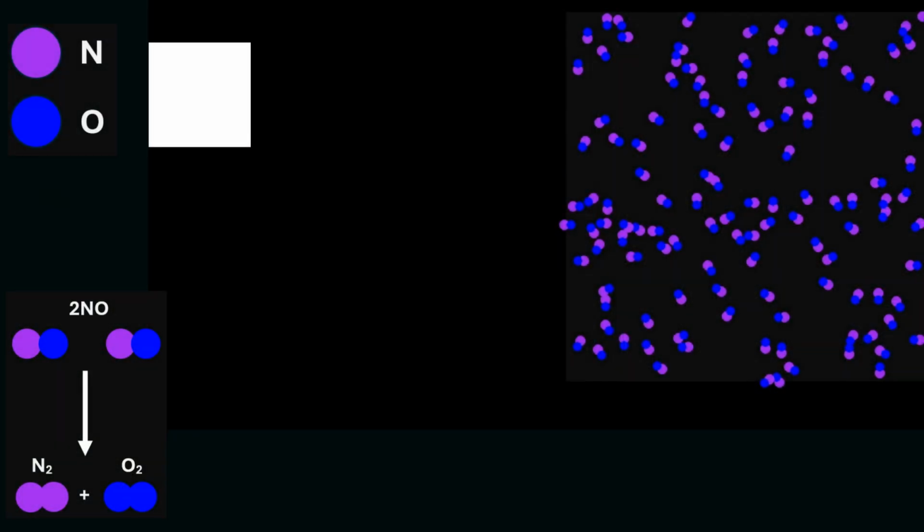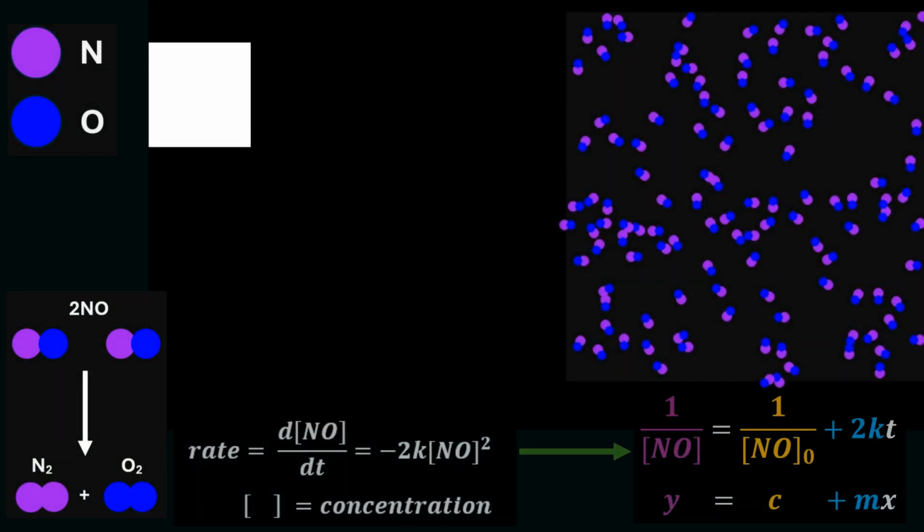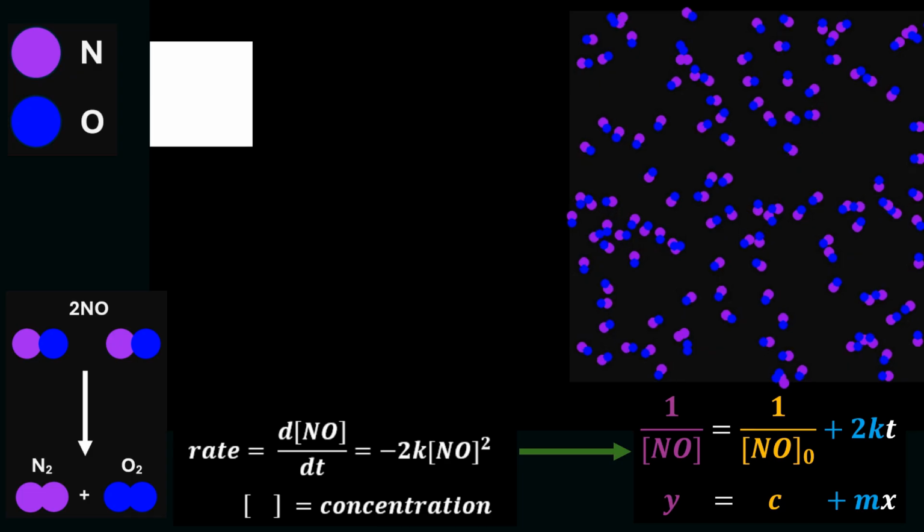For a second order reaction, I could use the breakdown of NO back into nitrogen and oxygen via NO collisions. This proceeds with a linear relationship between the reciprocal of NO concentration and time, with the rate constant equal to half the gradient.